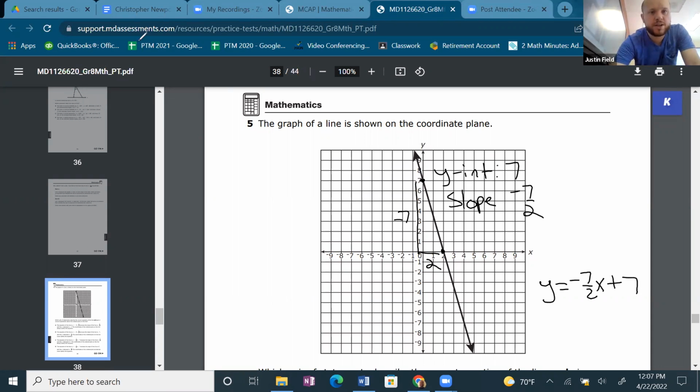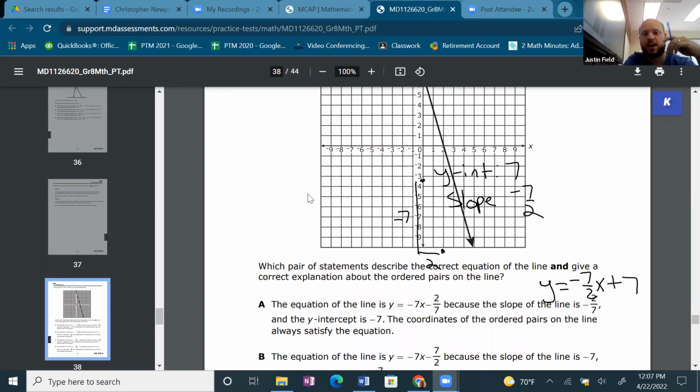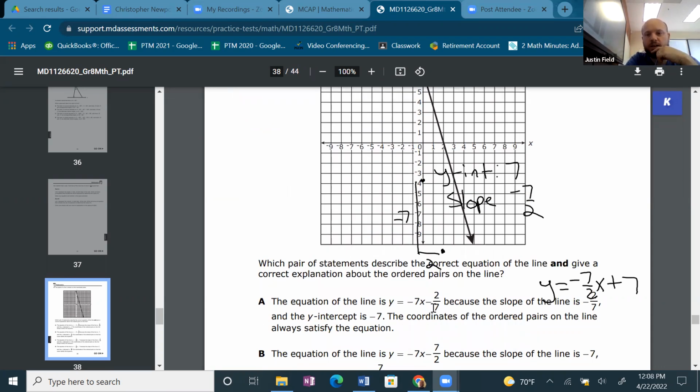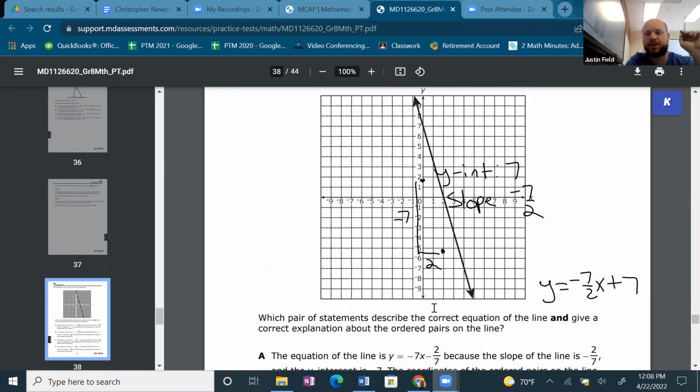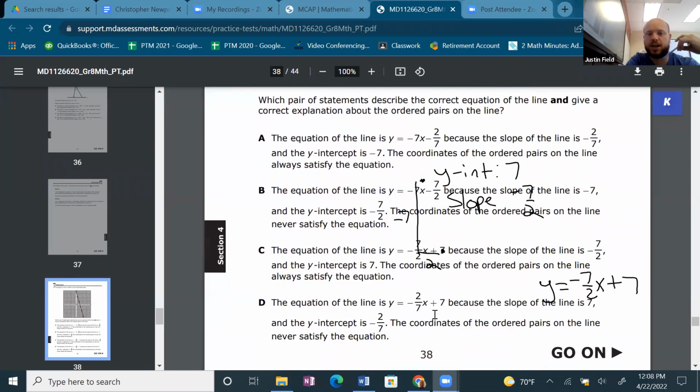All right. So now let's see if we can answer the question about that. The equation of the line is -7/2x plus 7. I'm very confident. All right, so C and D are my only two options here. Let me erase this stuff so I can see them.